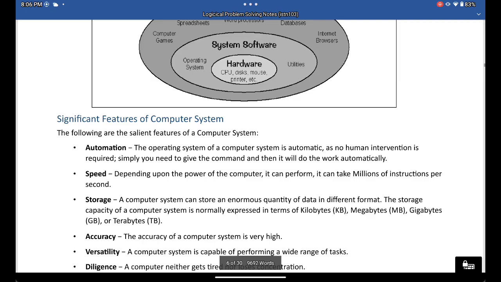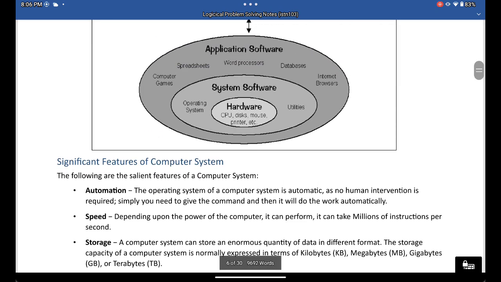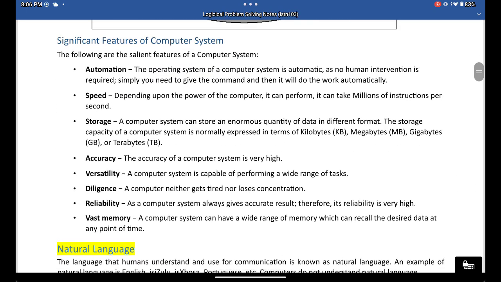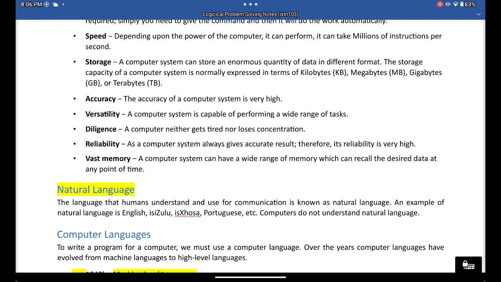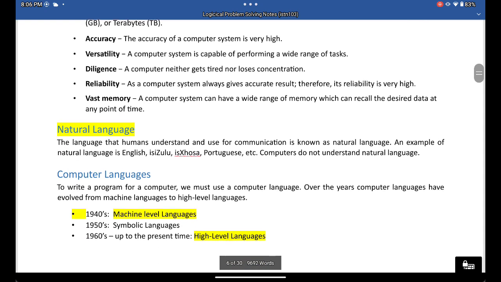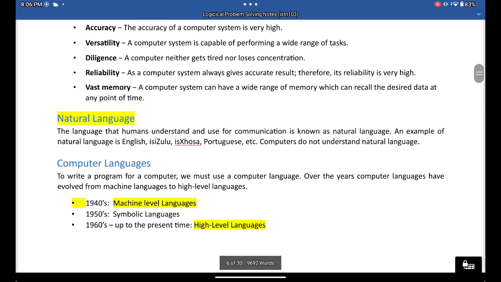Okay. Now, there are features of a computer system. Automation. Automation means it's automatic. Once you click a button, it can do it by itself, no need for human interaction. Speed. It can be very, very fast in what you process on a computer. Storage, it can be different types of storage on a computer. Accuracy, it's very accurate. Versatility. It can be used for a wide range of tasks.